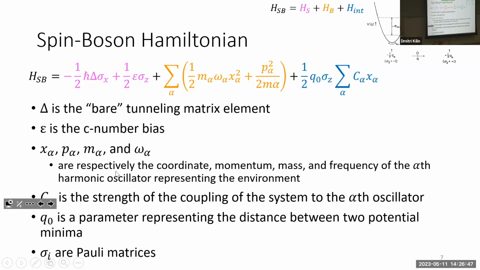Again, we note that we have this tunneling factor, and here we have a factor that's dealing with the distance between the wells. That's what this Q is, this distance. The C, I guess it just appears here. I thought it appeared one other place. The C is the coupling between the system and the oscillator. And so that's what we get for this.